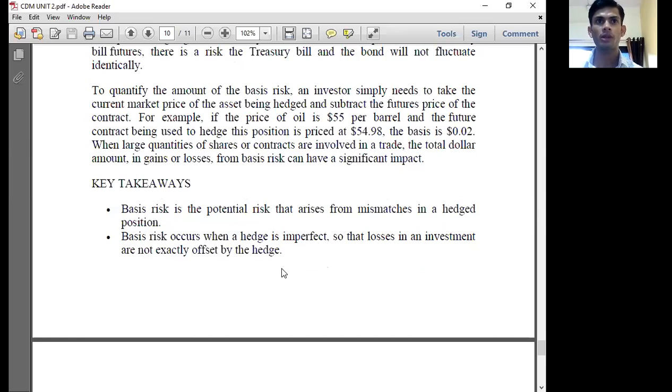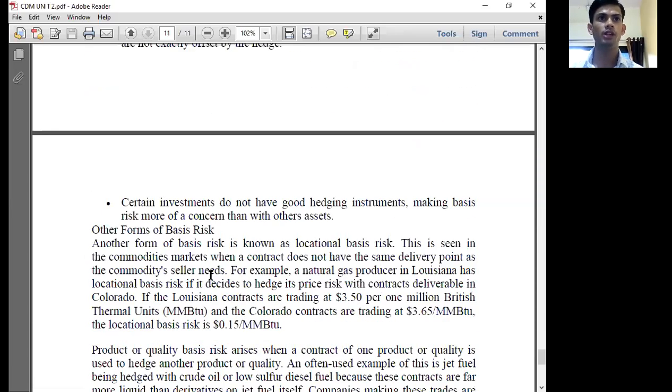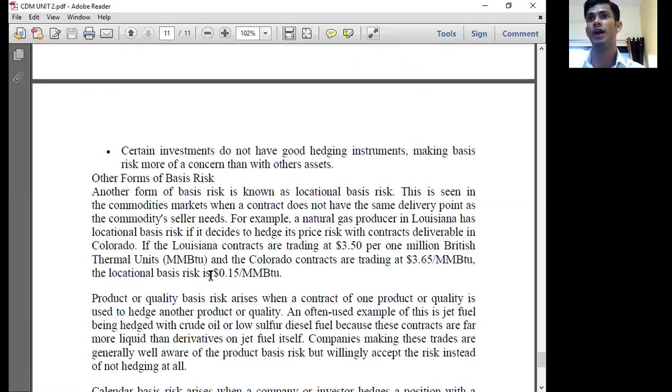Basis risk occurs when a hedge is imperfect, so the loss in investment is not offset by the hedger. In hedging, both parties are suffering the loss: the buyer loses if rates increase, and the seller loses if rates decrease. Nobody makes a profit here, it is always suffering a loss. Okay.